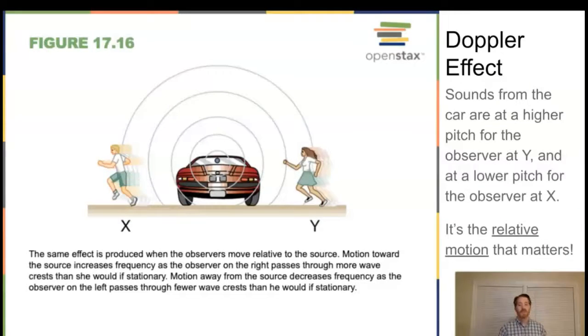This drawing is to demonstrate that it is also possible to produce this effect by having the source of the sound stationary and the observers moving. Definitely possible, not as common, but we'd like to at least mention that it can happen.